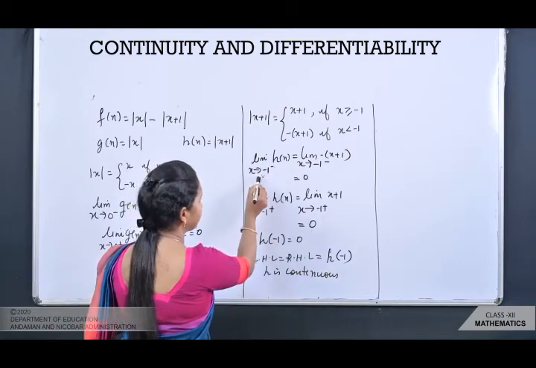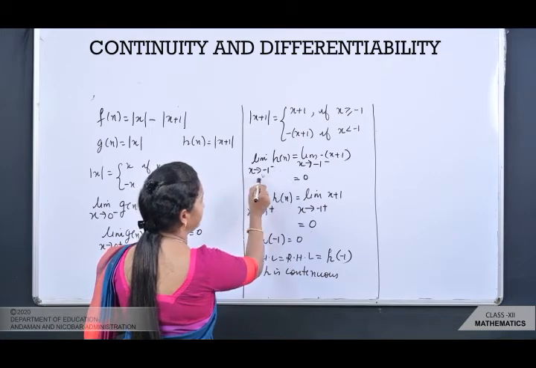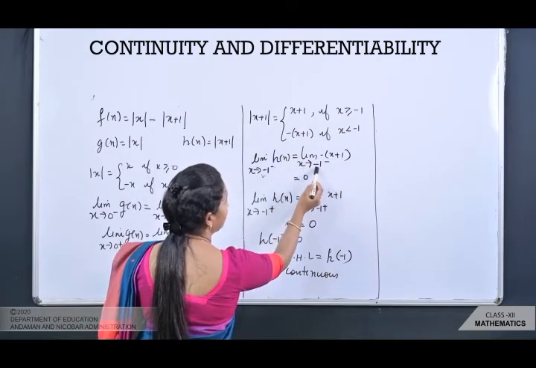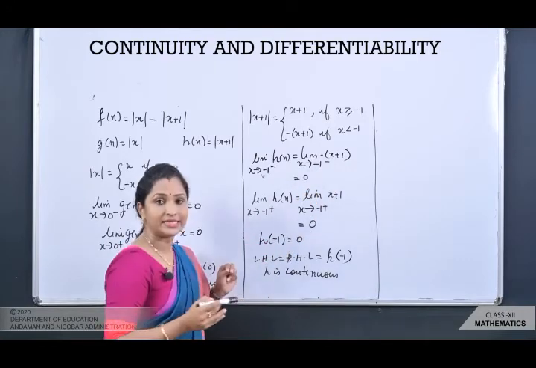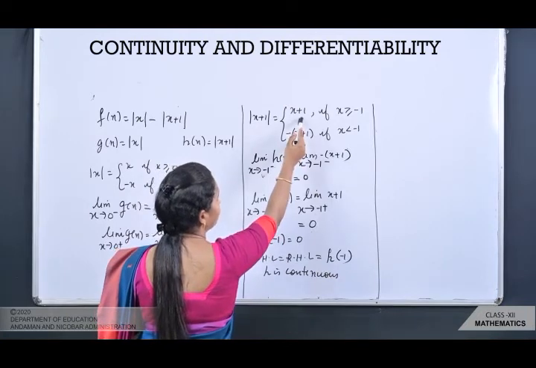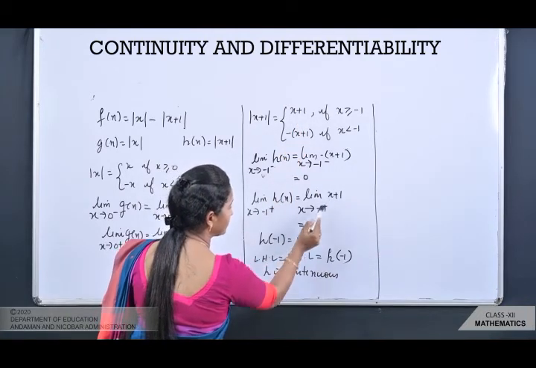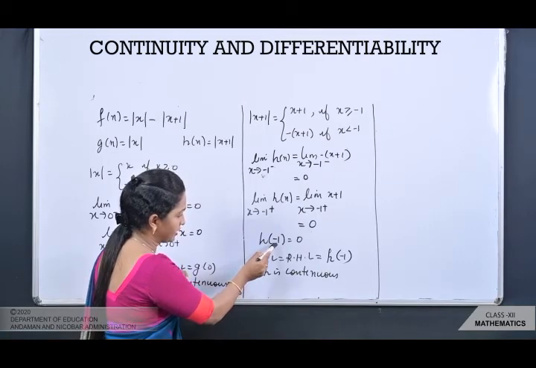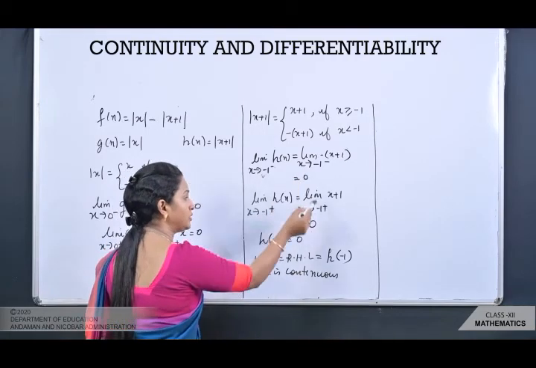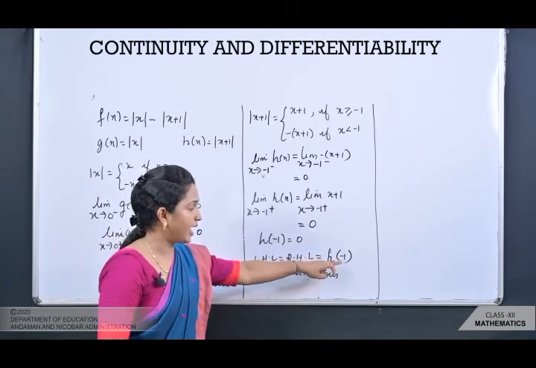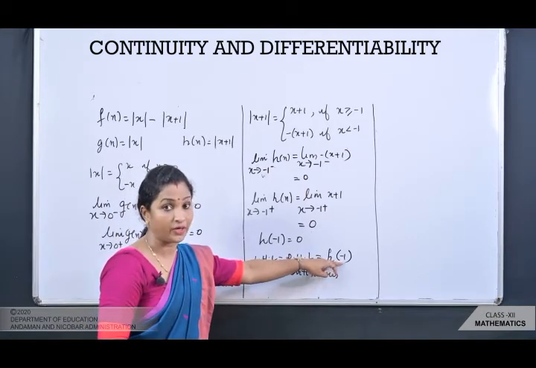So limit x tends to minus 1 minus, the left hand limit. Left hand limit means which value? Minus of x plus 1. When you put minus 1, you are going to get what? 0. Here also when you find the right hand limit, this value you are going to write down, and when you put minus 1, you are going to get 0. And the value of the function at that particular point minus 1 is also 0. Again all the three coincide. That means LHL, RHL and the value of the function at that particular point are the same.